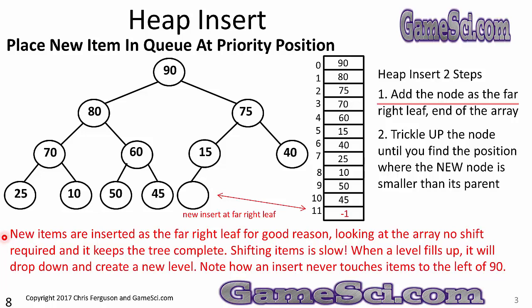New items are inserted as the far right leaf node for a good reason. Looking at the array, no shift is required to insert a new item at the end of the array. It also keeps the tree complete. Shifting items is slow. When a level fills up, it will drop down and create a new level. Note how an insert never touches items to the left of 90. We're going to do this entire insert and never touch anything on this side of the tree.